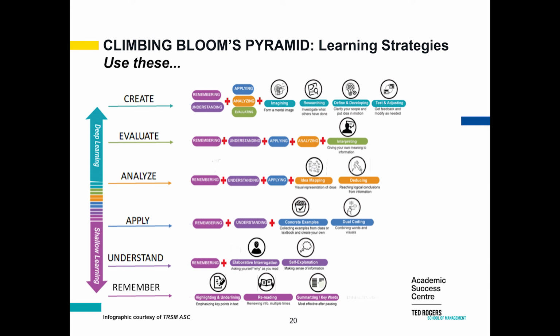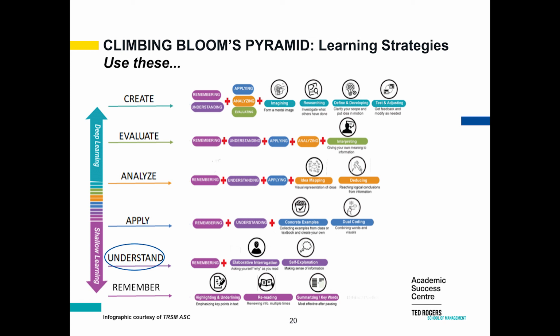To attain that level of Bloom's pyramid and help yourself answer the questions we had identified on the previous slide, use these learning strategies. To remember, we have to highlight and underline to emphasize key points in the text, reread to review the information multiple times, and summarize or use keywords, as these are most effective after pausing and coming back for a review. Keep in mind that if the learning objective asks for anything but remembering, or a synonym of remembering, these strategies here won't be enough to master the content.